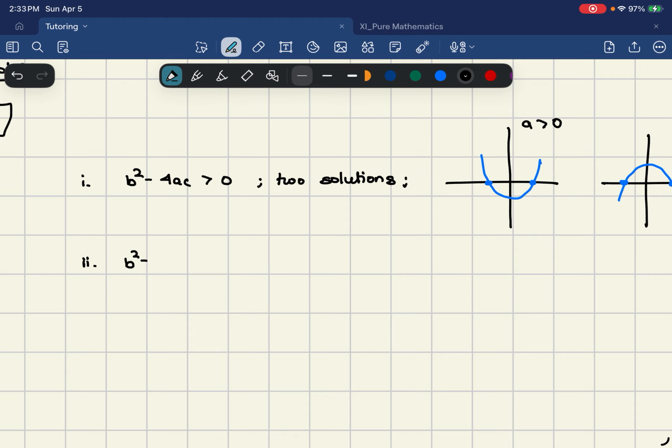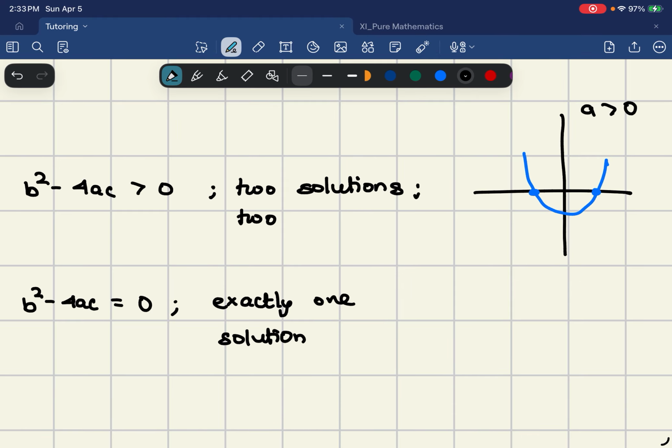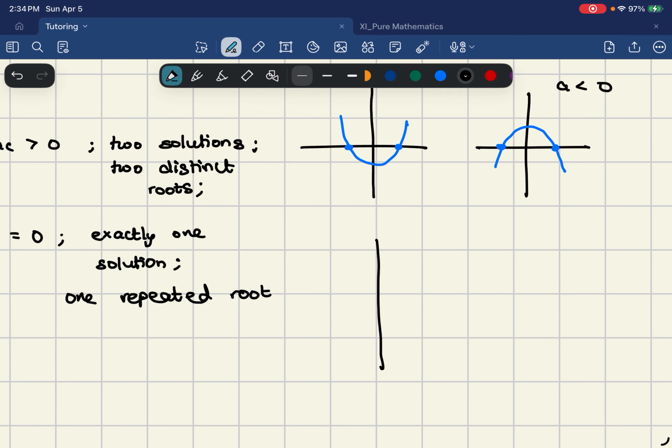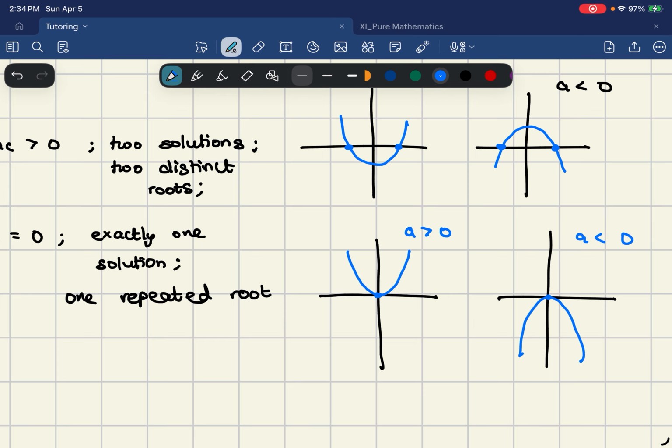If b squared minus 4ac is equal to 0, you have exactly 1 solution. And 2 solutions means we have 2 distinct roots, while in this case, we have 1 repeated root, or 1 repeated solution. And the graph looks something like this. If a is positive, you have a graph that looks something like this. It can be translated anywhere on the x-axis, by the way. Or if a is negative, it looks something like this.